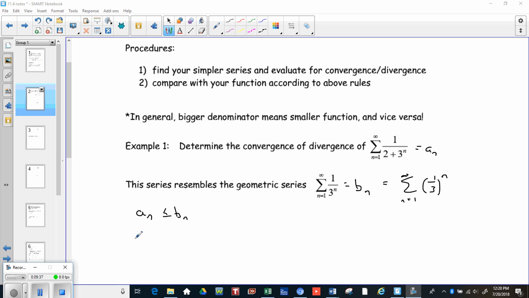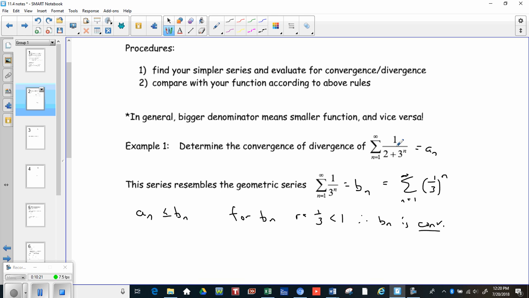So what we can say about b sub n here is, for b sub n, r is 1/3, which we know is less than 1. Therefore, b sub n is convergent. And it's convergent because it's a geometric series. R is less than 1. We are good there. And because we know b sub n is convergent, all we have to do is show that b sub n now is the greater series, and therefore a sub n, which is less than b sub n, has to also be convergent.